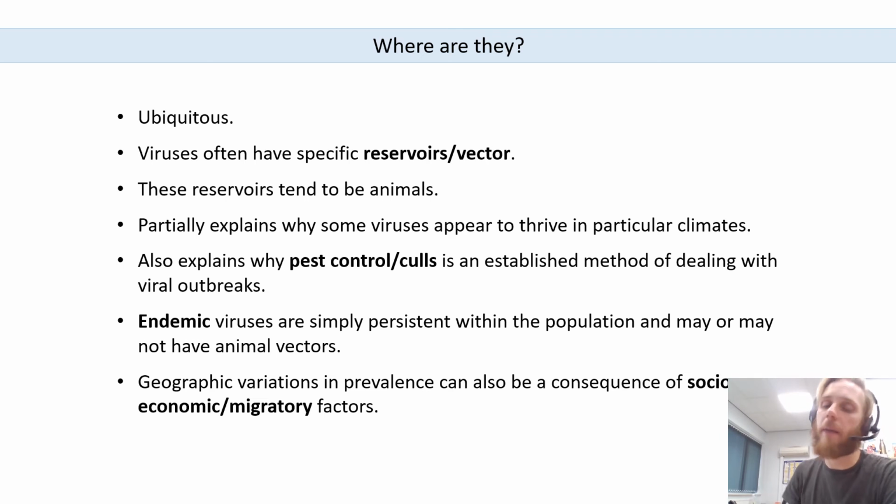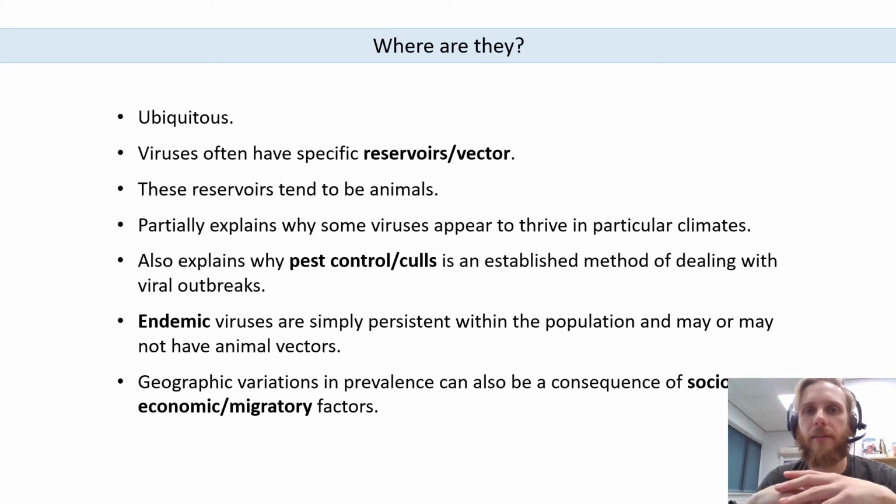There are also endemic viruses. Endemic viruses are viruses that are just naturally in the population. You might have heard about the term endemic coronaviruses lately. There are a few coronaviruses that naturally infect humans. They've infected humans for a long time. They cause symptoms like the common cold. They're really not a big deal.